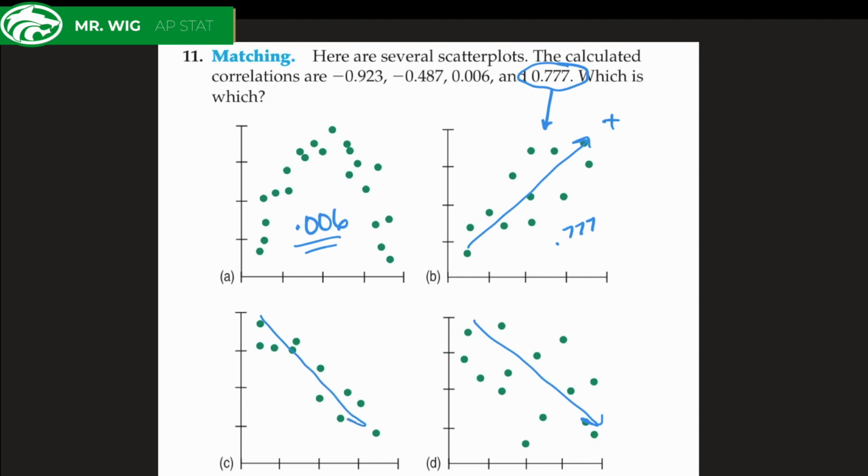Right? You're seeing it go down like this. This is a weaker association, at least weaker compared to C. So D is going to be the one that's not so strong, right? That's going to be your negative 0.487, which leaves negative 0.923 as your stronger linear.